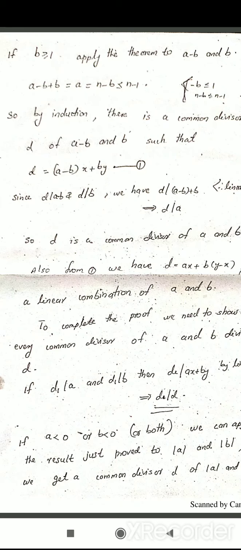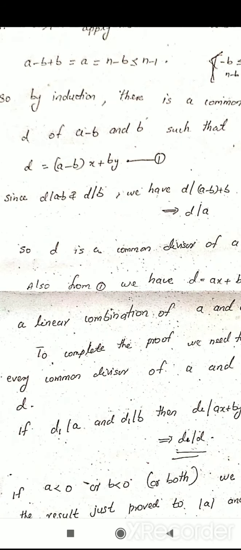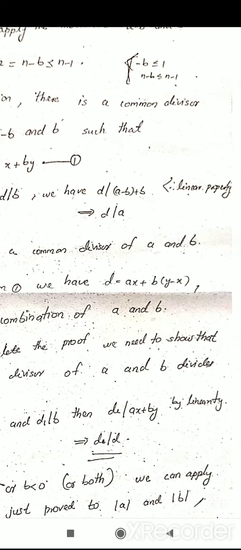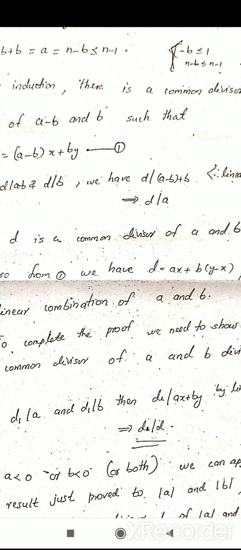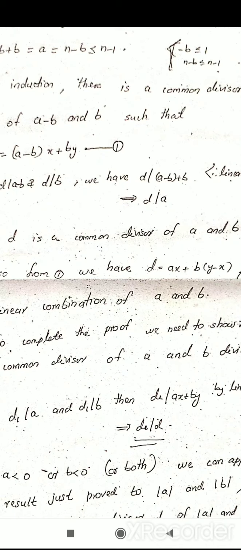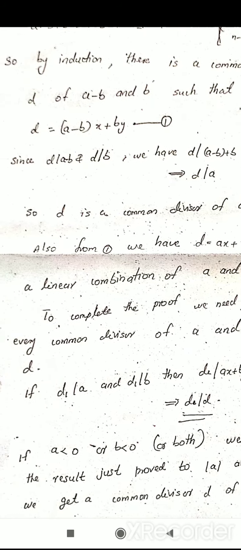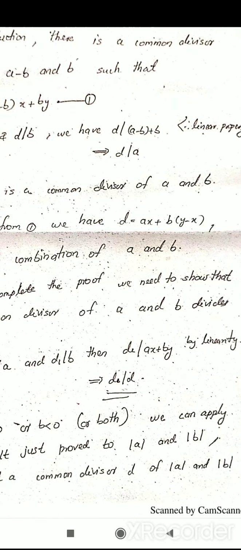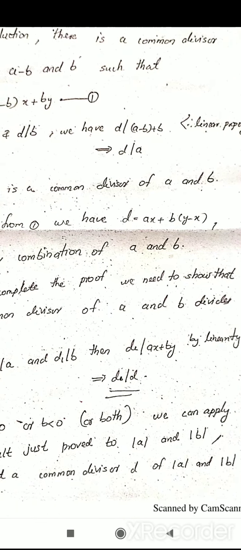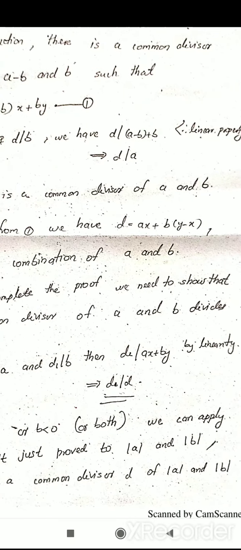So, here d divides a minus b and d divides b. So, by applying the linear property, d divides the sum a minus b plus b. The linear property is that d divides a linear combination. For that linear combination, we put x as 1 and y as 1. We get d divides a minus b plus b, that is d divides a. So, d is a common divisor of a and b. Now also from equation 1 we have d is equal to a into x plus b into y minus x. That is, d is a linear combination of a and b.